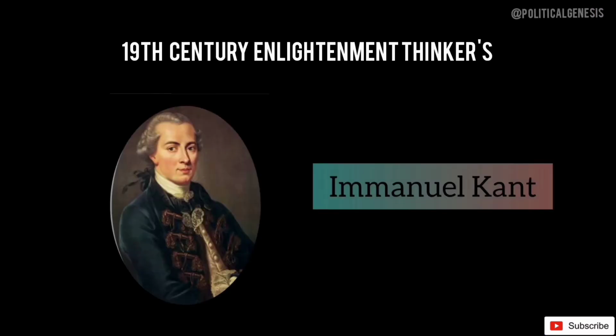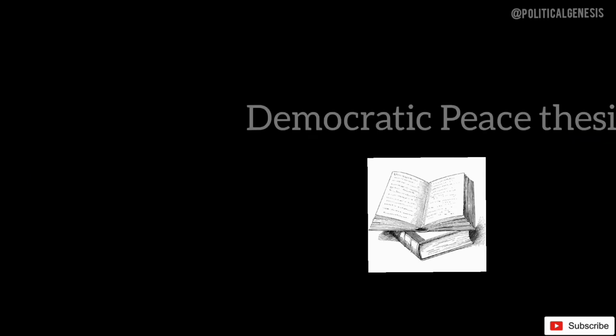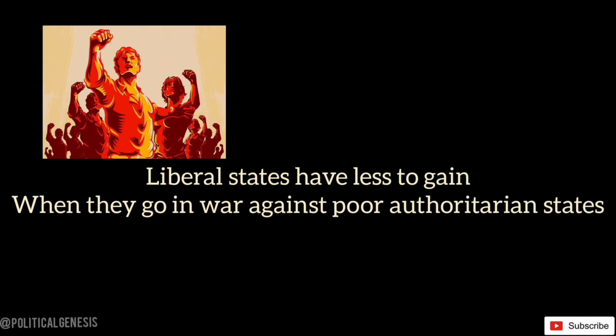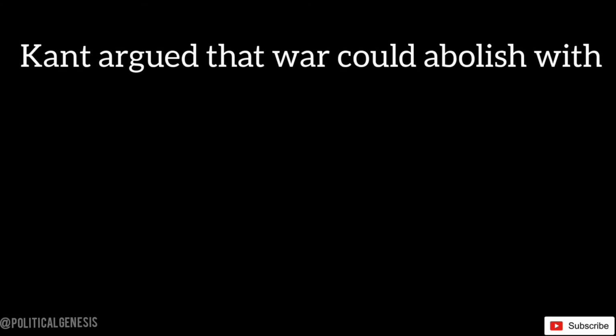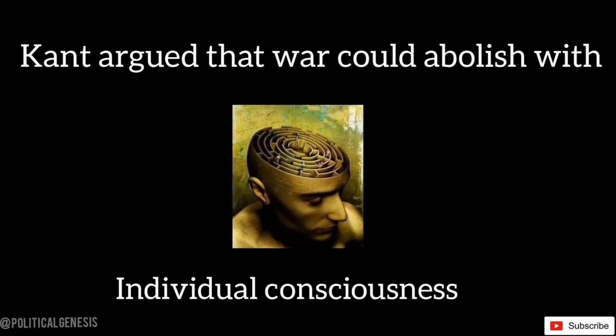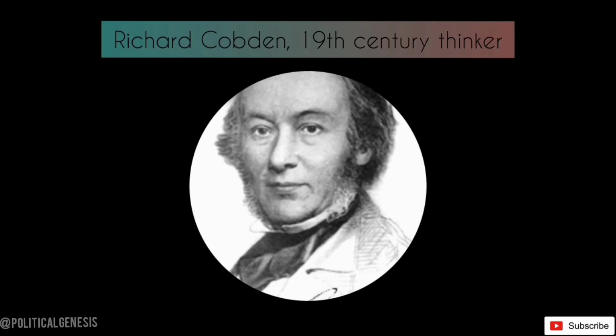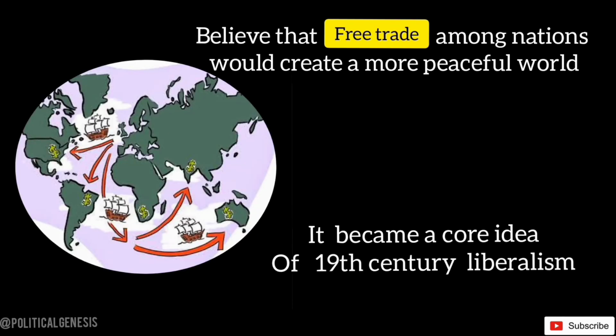19th century Enlightenment thinkers such as Immanuel Kant and Jeremy Bentham both believed that international politics was largely anarchic in nature, and therefore war cannot be abolished. Immanuel Kant in his Democratic Peace thesis stated that liberal states are less likely to go to war. This is because liberal states tend to be wealthy and have less to gain by engaging in conflict with poor authoritarian states. For Kant, war could be abolished and perpetual peace could be achieved through republics, constitutionalism, a federal contract among states, and individual consciousness. Later, Richard Cobden believed that free trade among nations would create a peaceful world, and this became a core idea of 19th century liberalism.